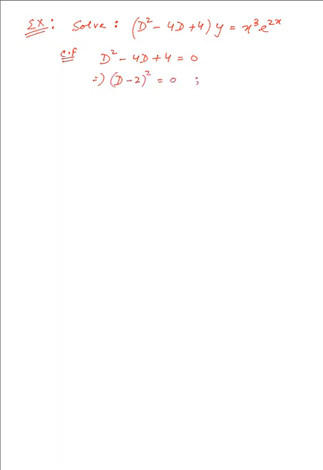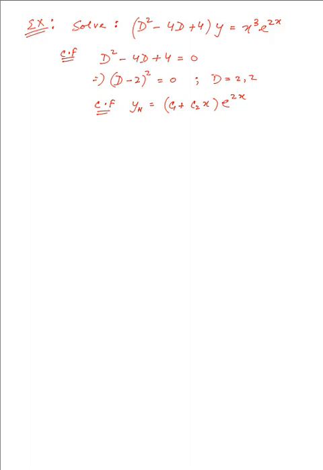So finally we have D equal to 2 and 2. That means the complementary function, that is y_h, is equal to (c1 + c2 x) times e to the power 2x. Remember, the roots were of the form m, e to the power mx, so instead of m we have obtained the root to be 2, so e to the power 2x. That is the complementary function.